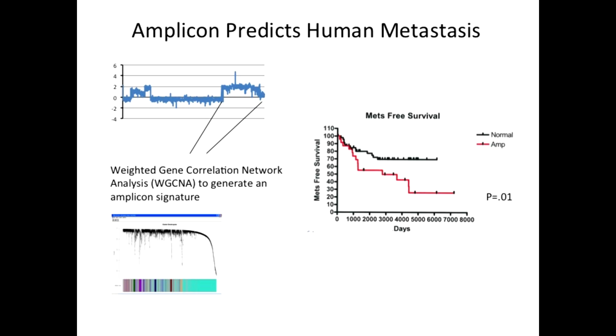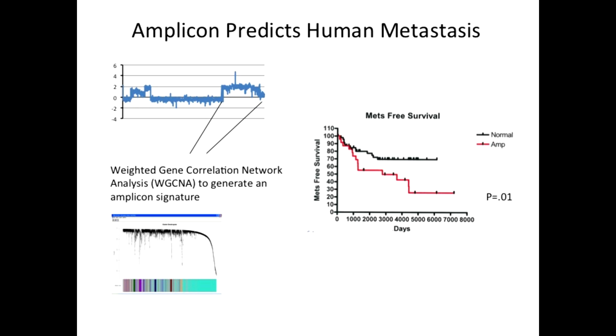We next wanted to know whether this was actually significant. To test for that, we generated a signature. Because the TCGA data does not have good follow-up yet, we used a WGCNA method to generate the signature. We validated that in the TCGA data and then applied it to a different data set. What we can see in red here is that there is significantly more metastasis when that amplicon is present.